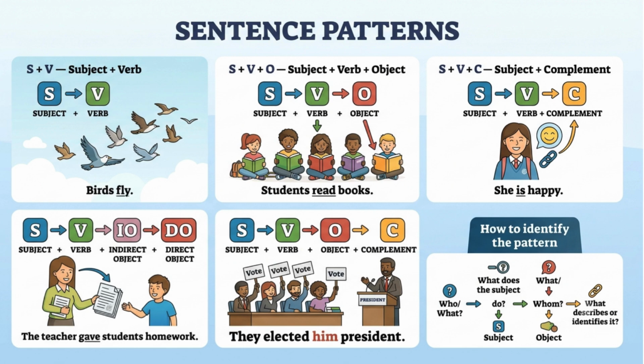Now that we have covered all 5 patterns, let's look at how to identify them in any sentence. You can simply ask yourself 4 questions. Who or what is involved? What is the action? Who or what receives that action? And does anything describe or identify the subject or object? If you were looking at a brand new sentence, which of those questions would you ask first to get started?